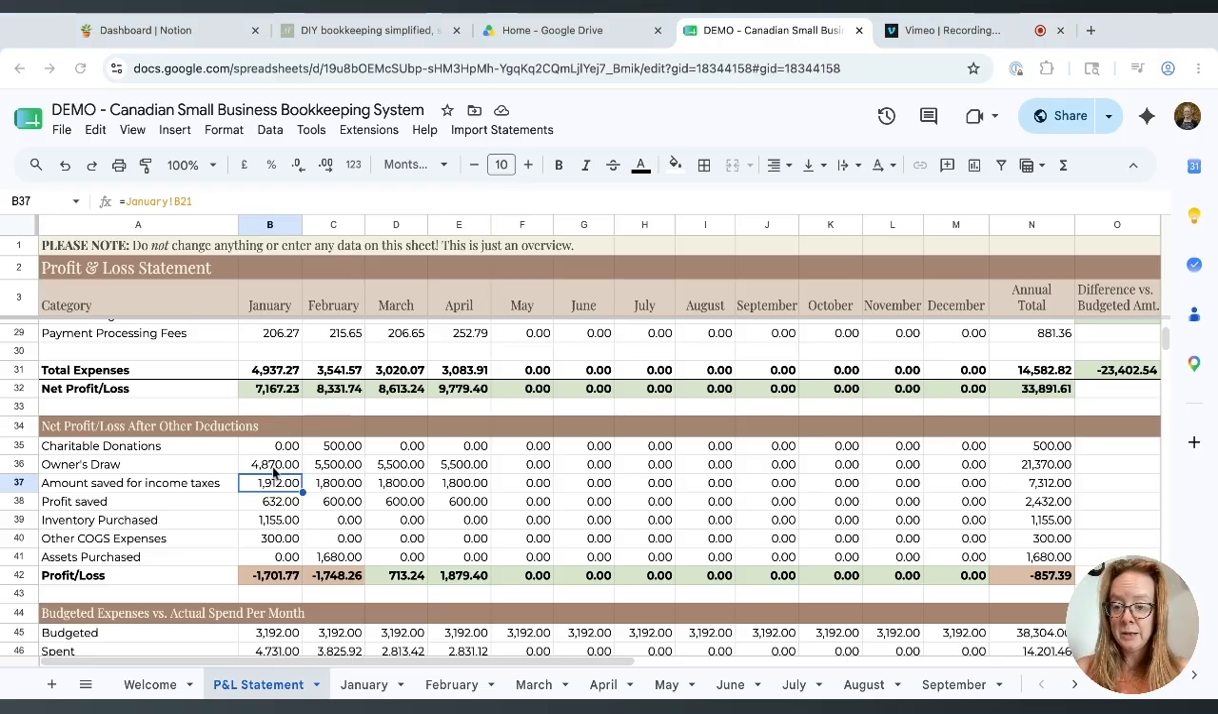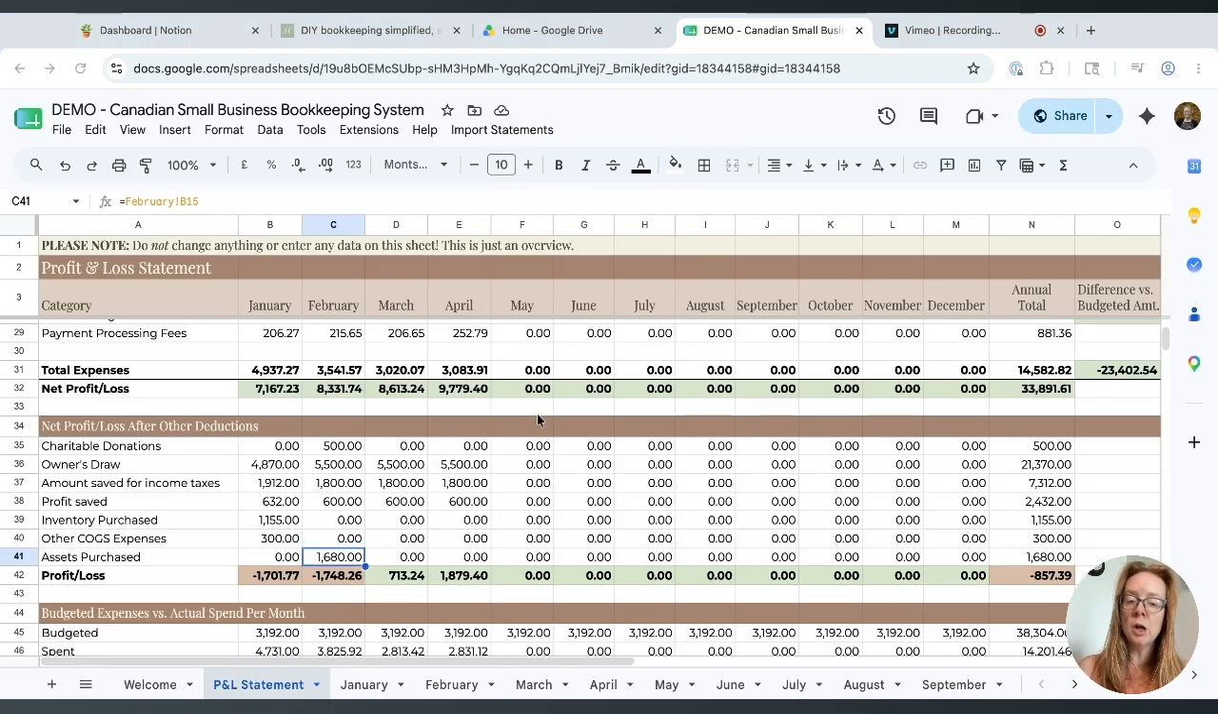I'm assuming that there was savings in the business checking account from last year to be able to cover them taking this amount as their owner's draw. So for me as a bookkeeper, there's no red flags here or any action that needs to be taken. What about next month? We're in the red here too. But that seems to be mostly due to an asset purchase.